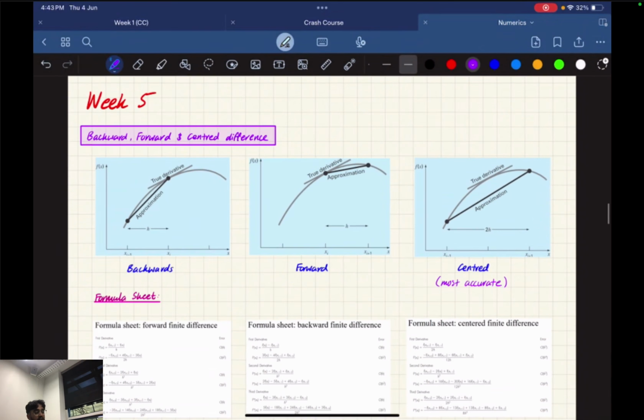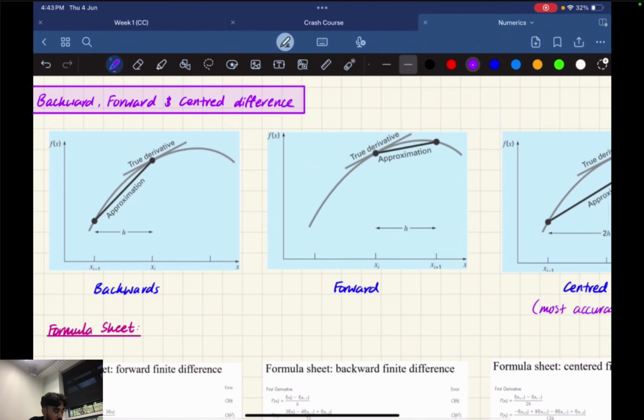Alright, this one's very, very interesting. So now we're looking at a bit deeper into calculus. We're taking a look at backward, forward, and centered differences. I've already got the diagrams here. So we've got the true. Let's say I've got a curve here, and I'm trying to find the derivative, the gradient at this point.